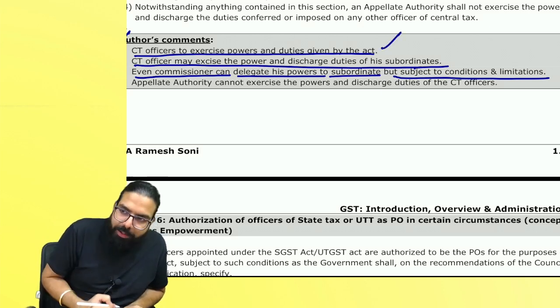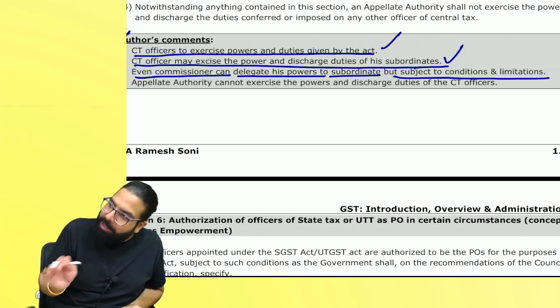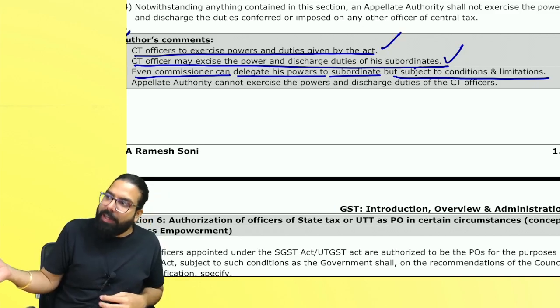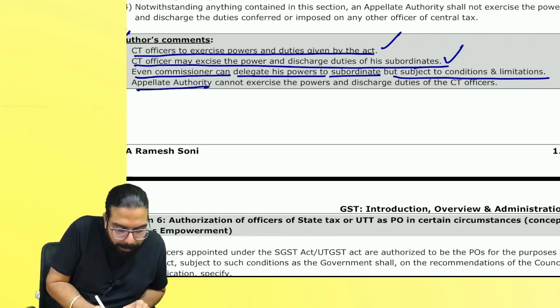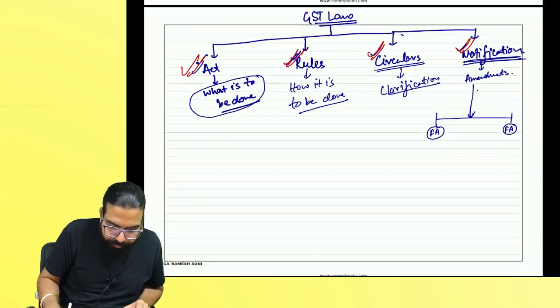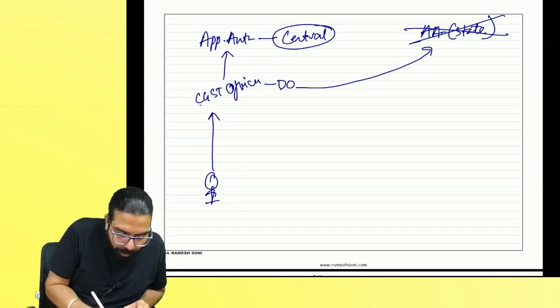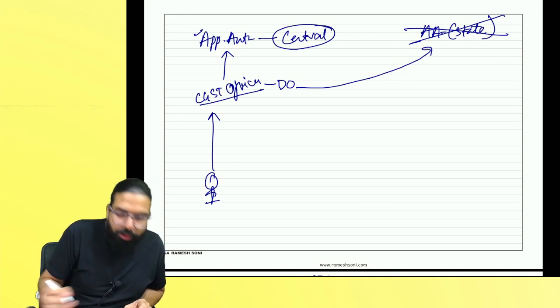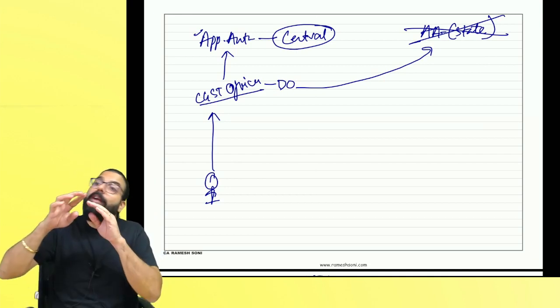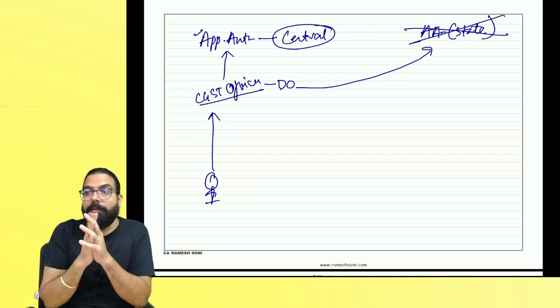See, the CGST officer will do his work. He can also do the work of the subordinate. The subordinate can do his work provided he delegates. And the next one is the appellate authority. Tell me one thing. Above the GST officer is the appellate authority, right? Appellate authorities are for hearing appeals.